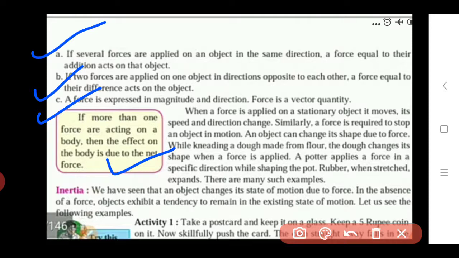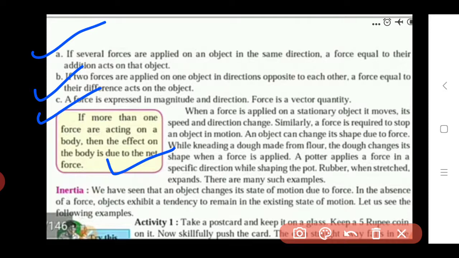So here force is helpful for changing the motion and also changing the stationary state of that object. An object can also change its shape due to force. While kneading dough made from flour, the dough changes its shape when a force is applied.